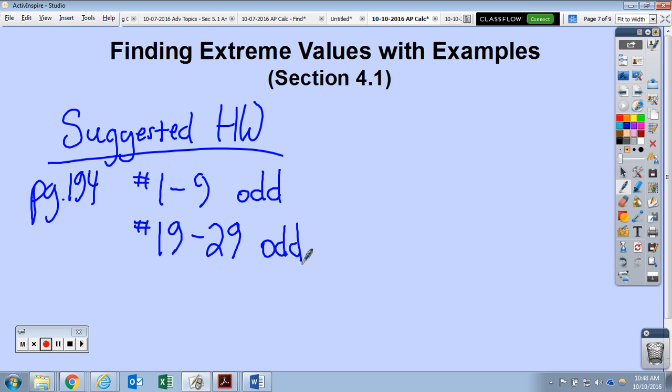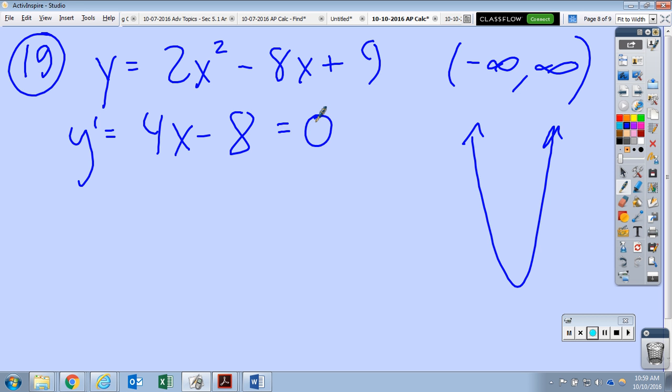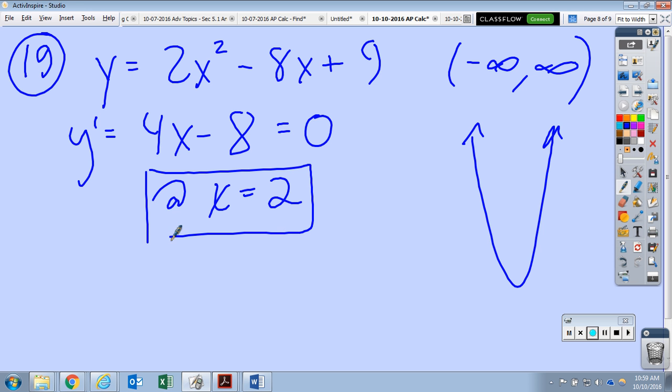Okay, there is still one. So y prime would be equal to 4x minus 8. So where is this equal to 0? We set it equal to 0, add 8, divided by 4, so at x equals 2. Do you have to find the y value for that? Yes, it asks for the extreme values, so you definitely have to find the value of that function at x equals 2.